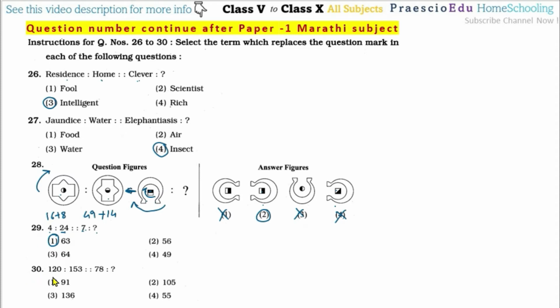Then question number 30: 120, 153, 78 and the question mark. These are triangular numbers. After 78 there is 91, but between the numbers given, two triangular numbers are omitted. So again after 78 we have to omit one triangular number, which is 91, and after 91 comes the 14th triangular number, that is 105. So that's why option number 2 is the correct one.